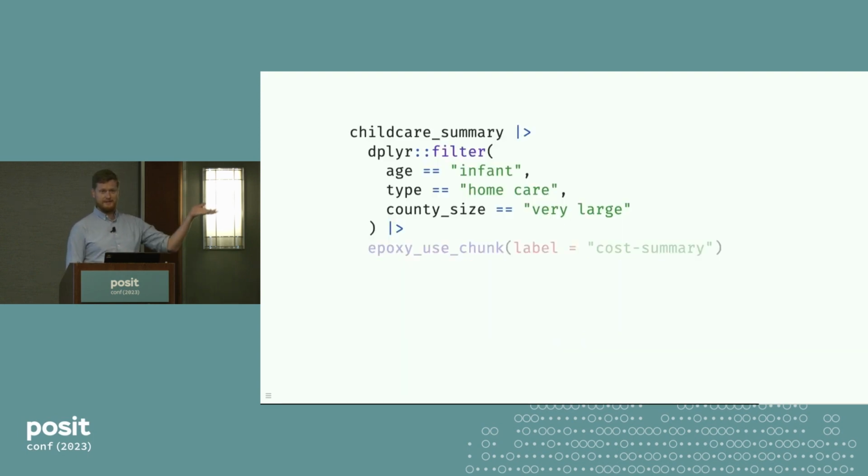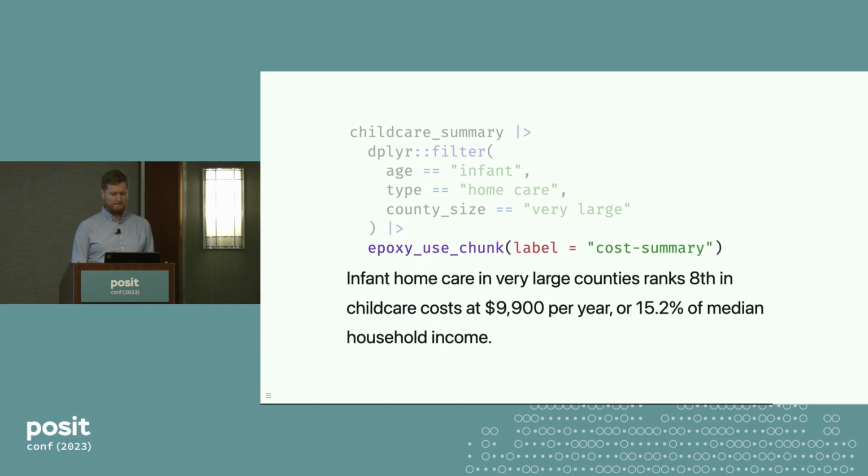Instead, what you would do is take your childcare summary and pipe it into dplyr filter. You say I want where age is infant, where type is home care, where county size is very large. Imagine this is in an R chunk in your document. And we have that other epoxy chunk that we talked about earlier that has the label cost summary. So I can pipe this data frame, which has 1 row, into epoxy use chunk, tell it to use the chunk with the label cost summary, and now re-render that sentence using these new values. There we go.